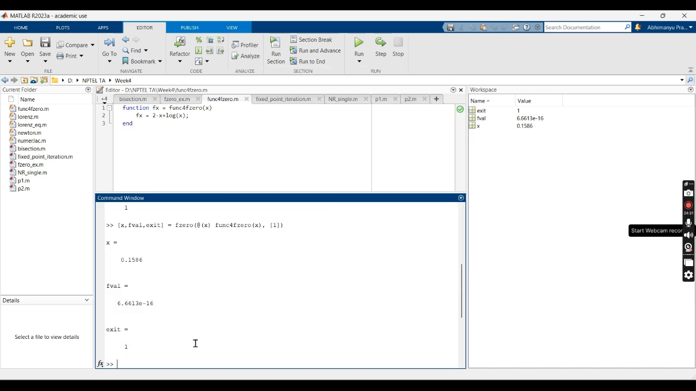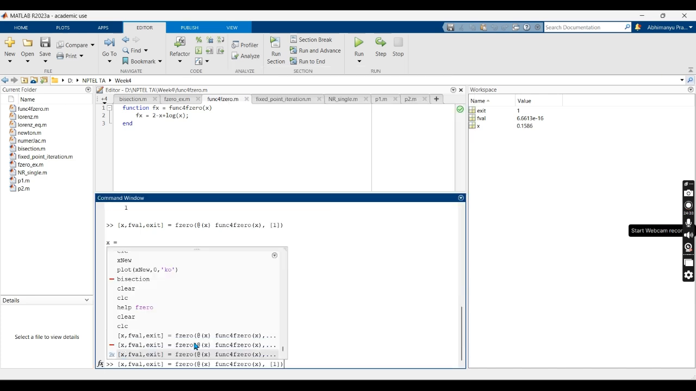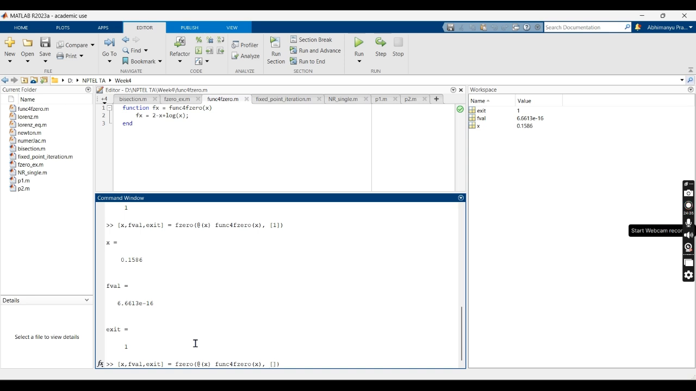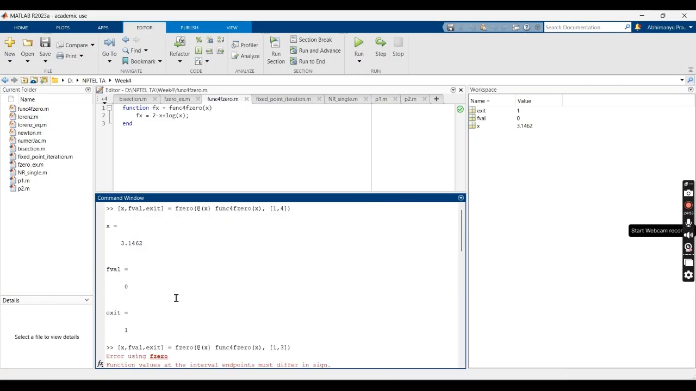If I run this again, every time it will go in that direction. If I take a value which is closer to this endpoint, then this time I've taken a single interval which is closer to the second root. So I'm converging to the second root, 3.1462. So this is one way.